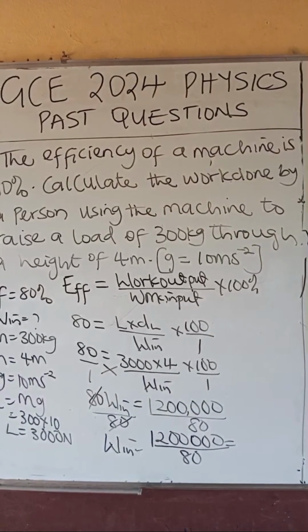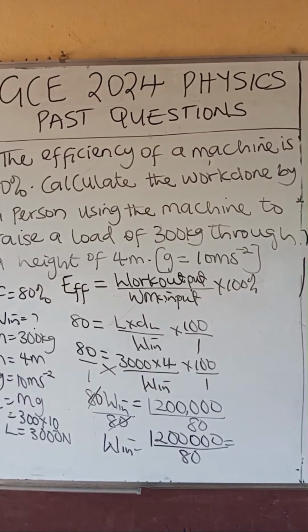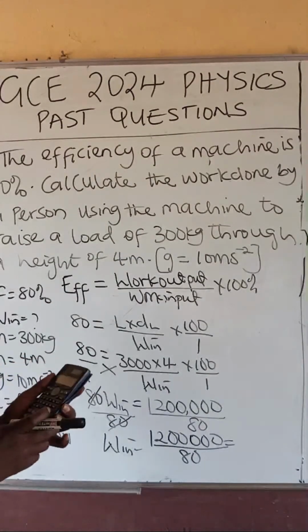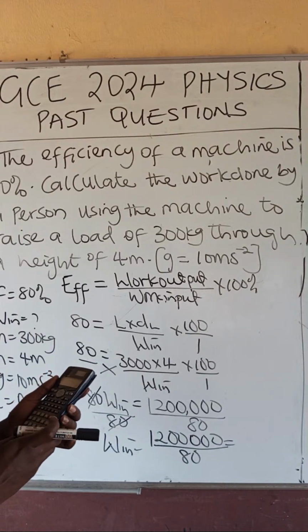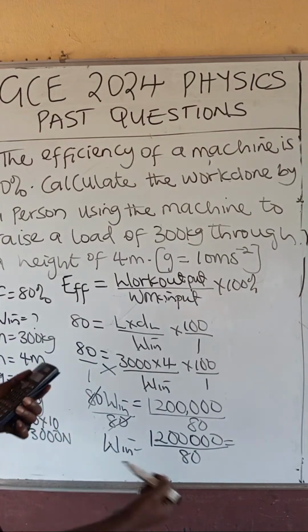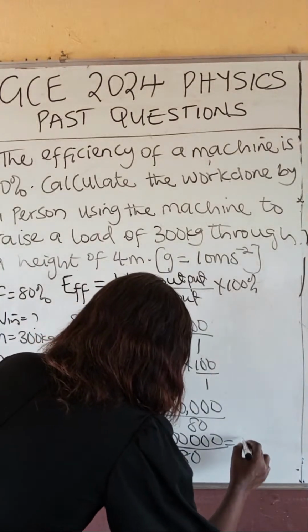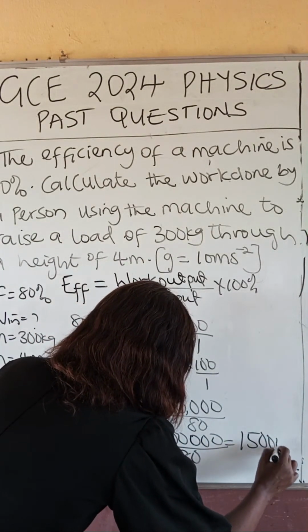All right, sorry for that, my network. Okay, so if you divide, you say 120,000, all right, divide by 80. My answer becomes 1500 what?